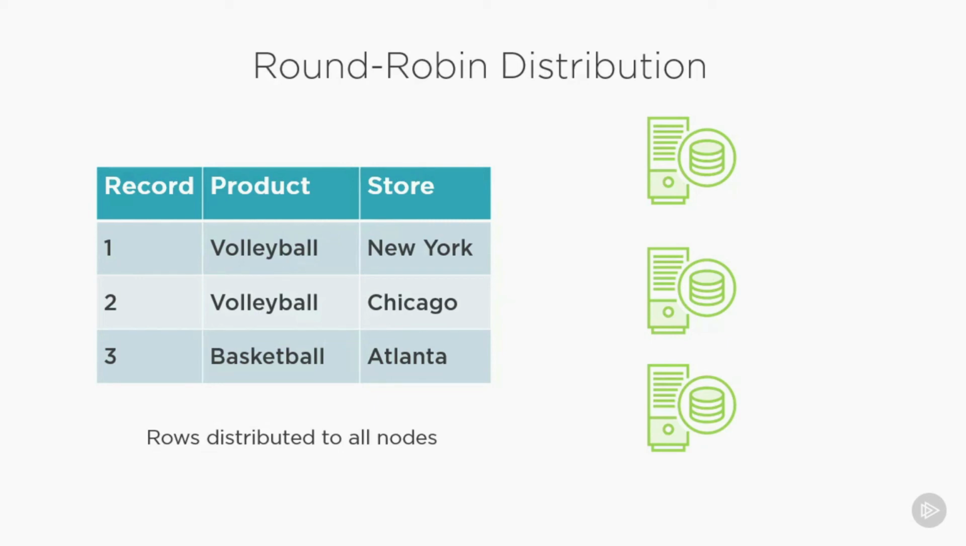In a round-robin distribution, the content of the records does not matter. The system will simply take each row and distribute them evenly amongst all the nodes of the service. So record number 1 will go to distribution number 1, record number 2 will go to distribution number 2, record number 3 will go to distribution number 3.